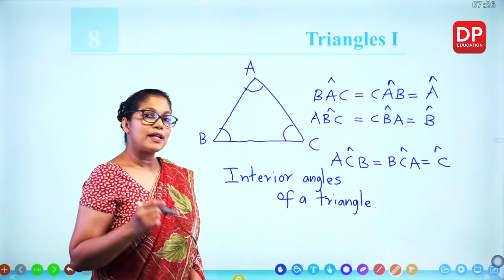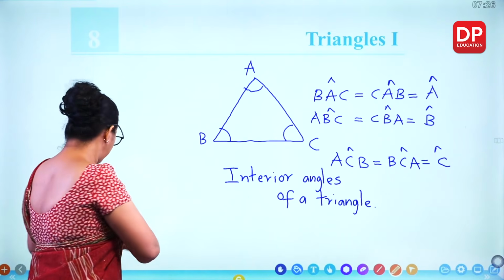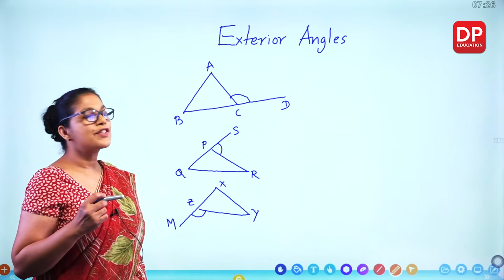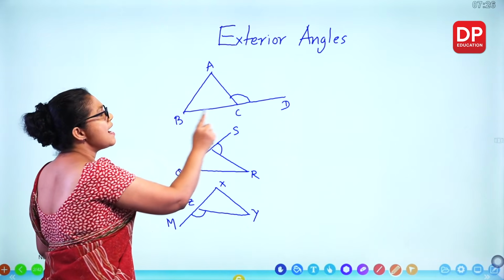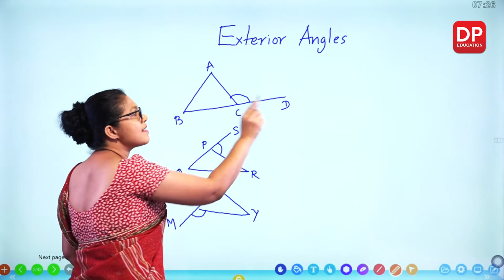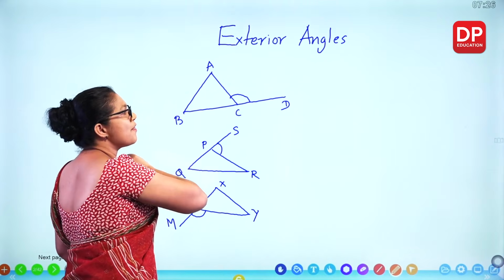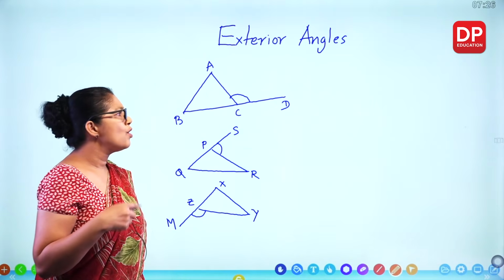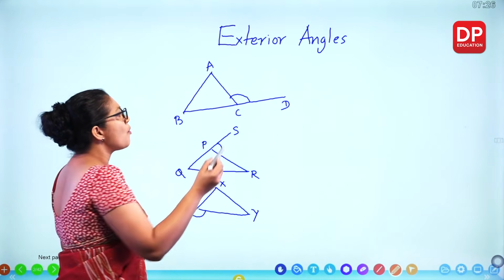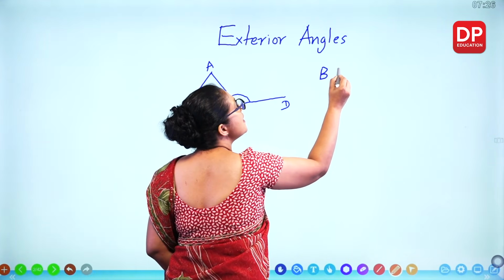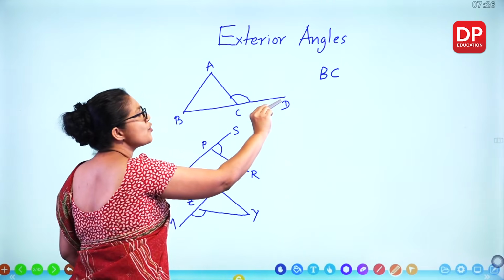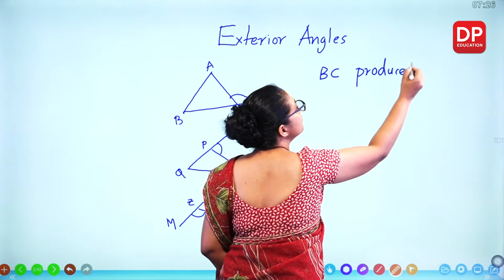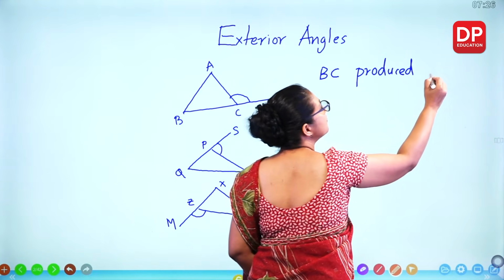Now we'll see what are exterior angles. So here, how can we get exterior angles? When you take any line and you extend that line to another point. For example, this one, BC line extended to point D. So what do you call this one? BC produced. We call this BC produced up to D.